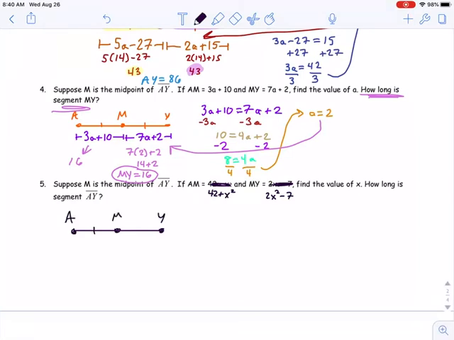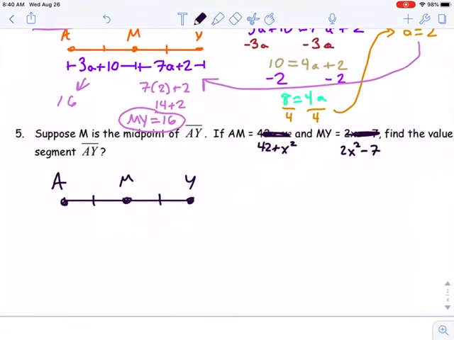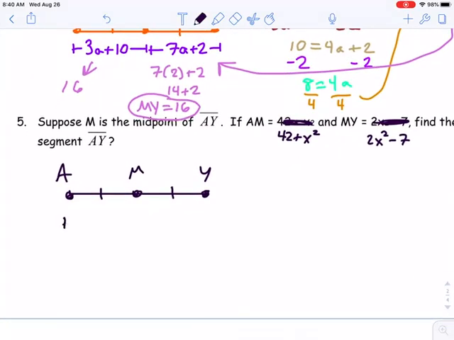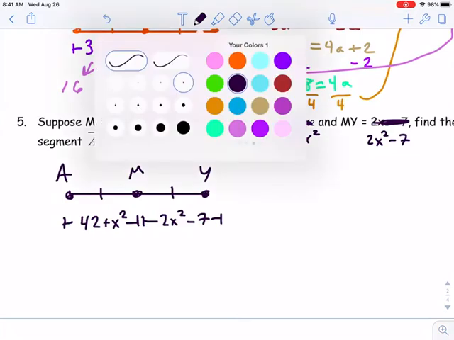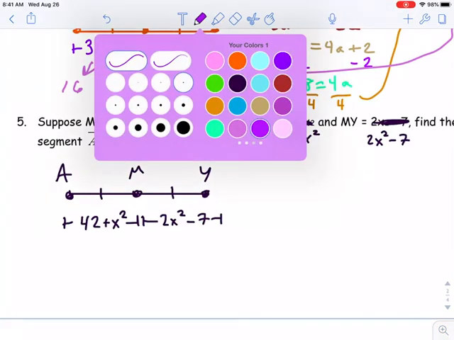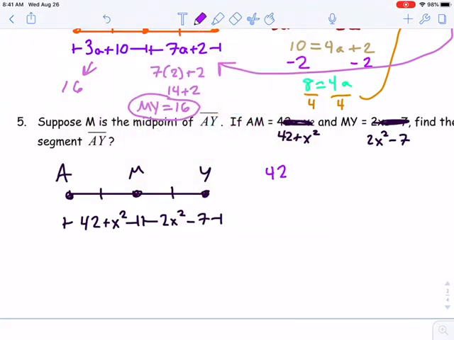All right, this one seems like a doozy. M's the midpoint. I'm a little bit scared right now. Whew. I had to deal with a squared. I'm freaking terrified. X squared, that's scary. Who invented exponents? I'm not very happy with them. All right, so this left side's 42 plus x squared, and this right-hand side's 2x squared minus 7. Same concept. We're just gonna set them equal to each other. 42 plus x squared equals 2x squared minus 7.